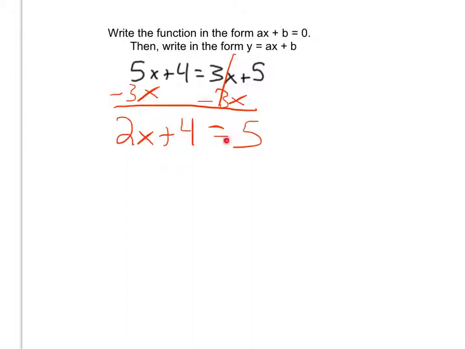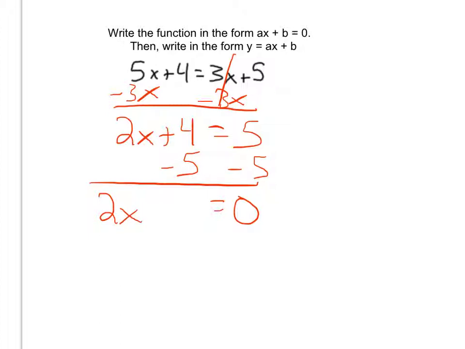Now again, my goal is to get 0 on this side, so now I want to get rid of the other stuff that's over here and zero this out. So I'm going to take away 5 from both sides again. And what happens, instead of canceling this time, we get 5 minus 5 is 0. And then we have 2x. And then 4 minus 5 is negative 1. So we got 2x minus 1 equals 0. Now we want it in the form ax plus b equals 0, so we're going to change our subtraction to addition.